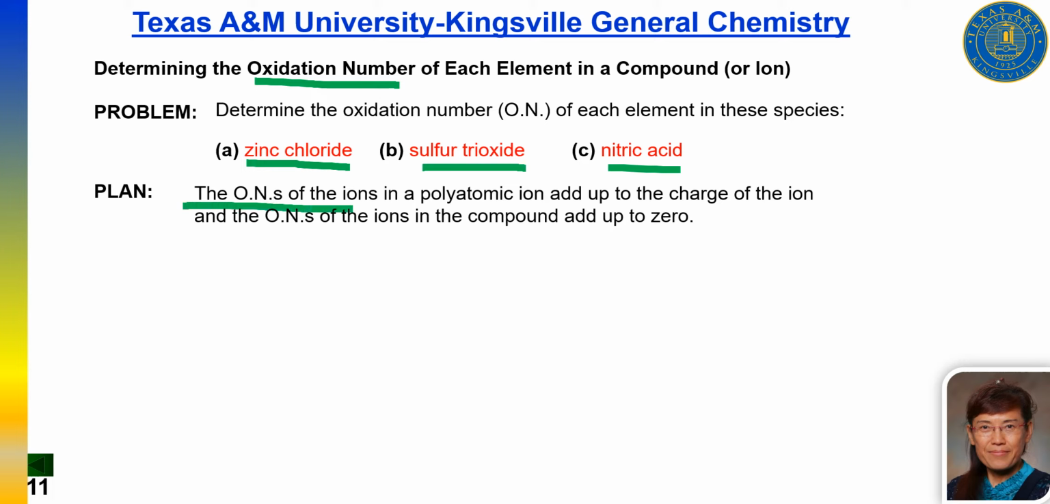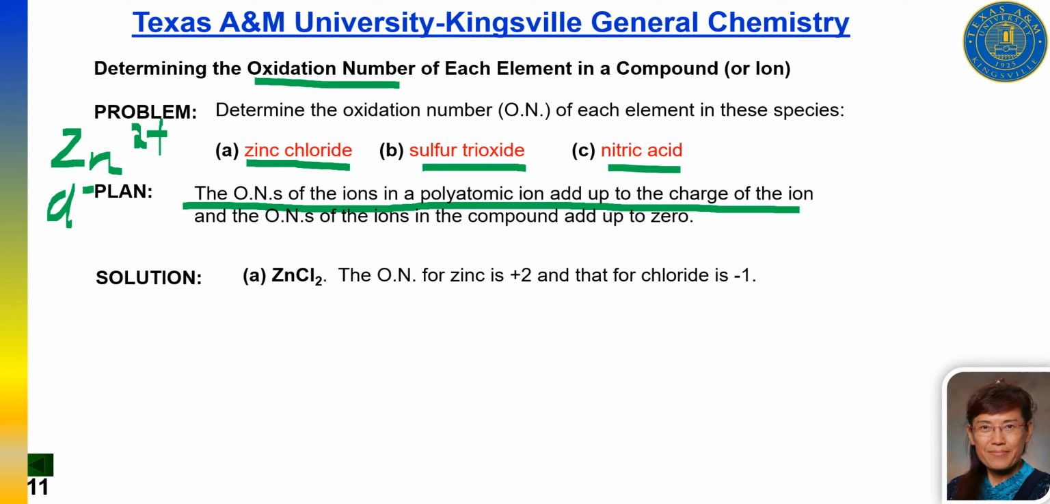Plan 1: the oxidation numbers for the ions in polyatomic ions must add up to the charge of the ion. Such as your zinc chloride. Zinc has 2+. Chloride has -1 charge. So the oxidation numbers, +2 and -1, must add up to 0, because zinc chloride is a neutral compound. Here is our plan. Now our solution based on the plan.